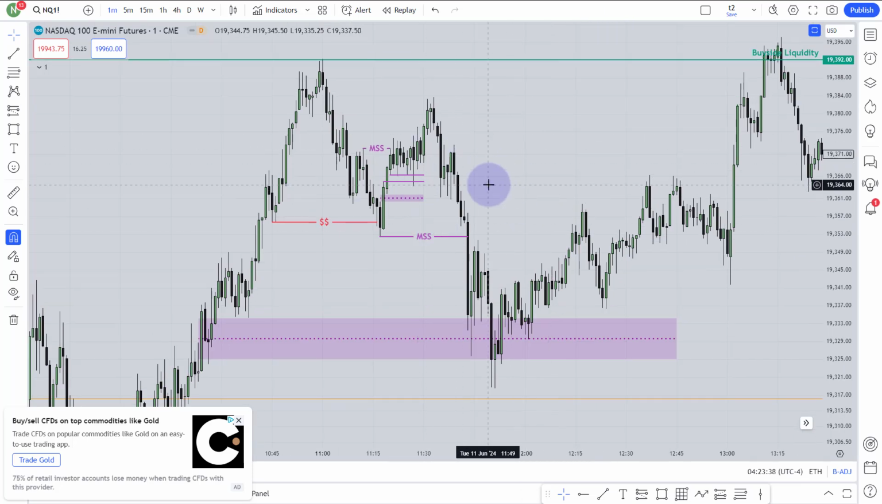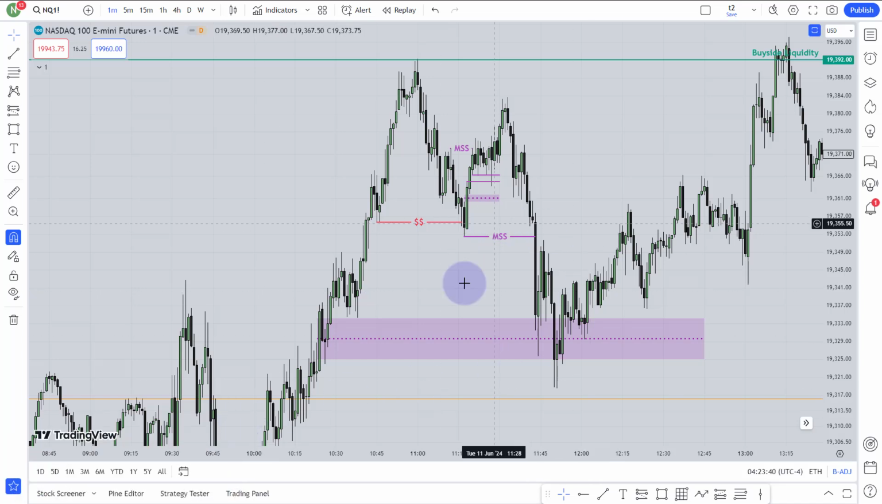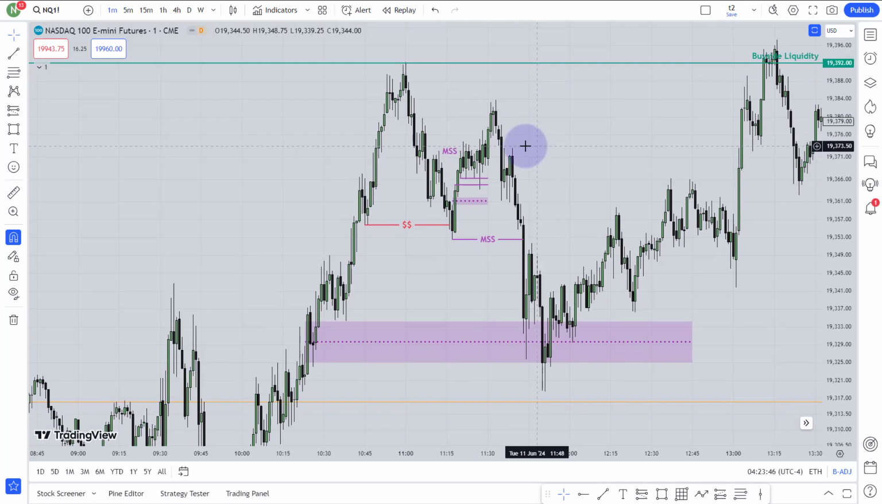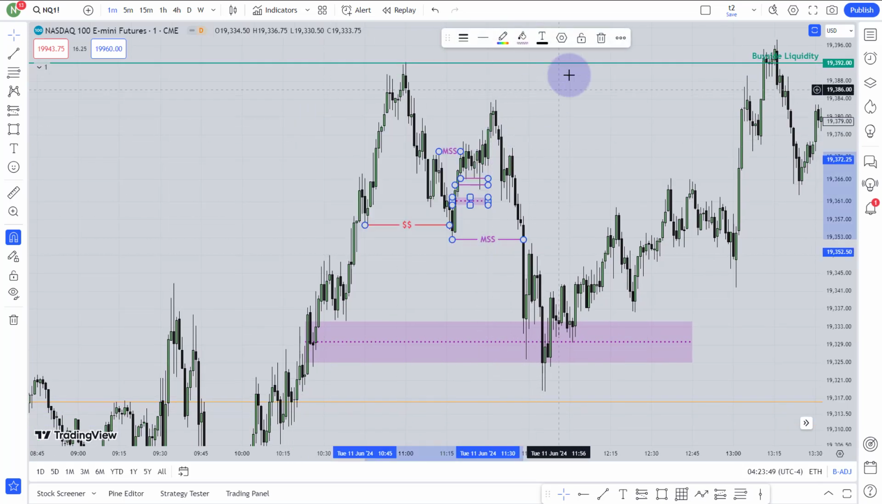Now, how to overcome this FOMO? If you have marked this 15-minute fair value gap from your 15-minute chart already, mark that buy side liquidity over there, you have to tell yourself two things.